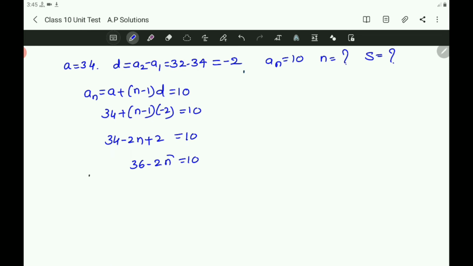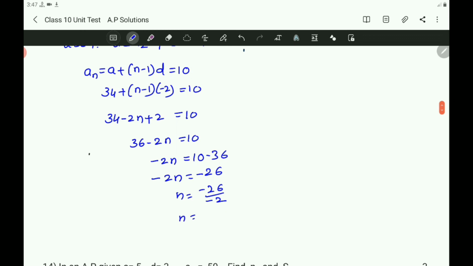Here you have to find the value of n. So to find the value of n, you must shift the constant to one side and the variable n towards one side. So you can shift minus 2n towards the RHS. Then it becomes 36 minus 10 equals 2n. Or also you can write 2n here only. Then you can transfer 10 minus 36. In both the cases you will get the value of n. So if you keep minus 2n equals 10 minus 36, then it becomes minus 2n equals 10 minus 36 equals minus 26. Then n equals minus 26 by minus 2.